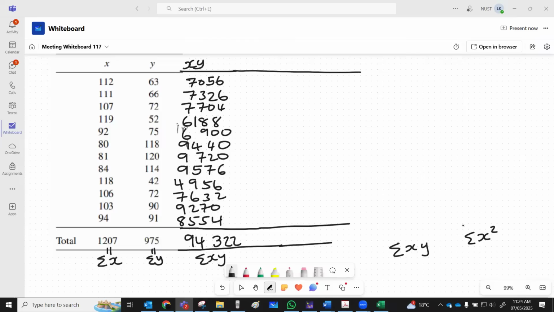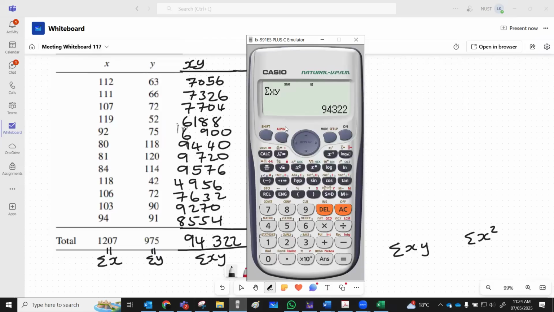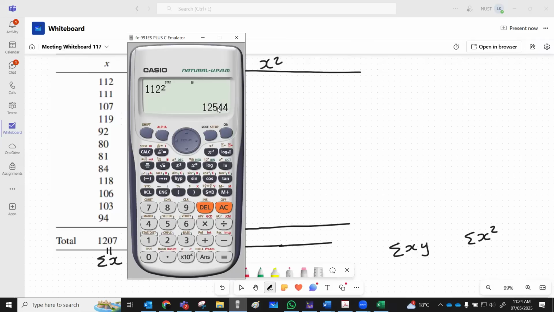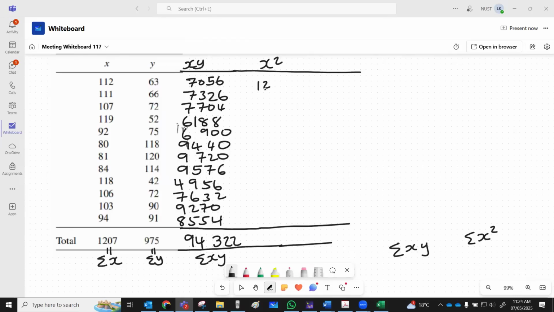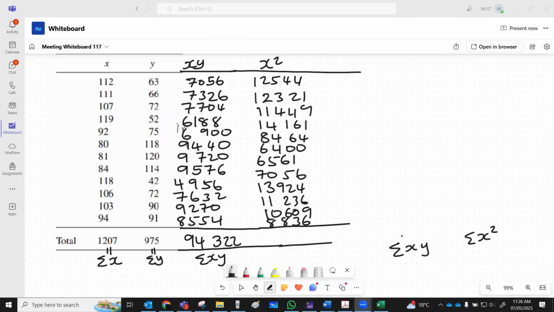Then we need the x terms to be squared. So we have x squared. So we say 112 squared, this is 12,544. And we fill up the rest. And then you can work out the sum of all of these. You just add them together.